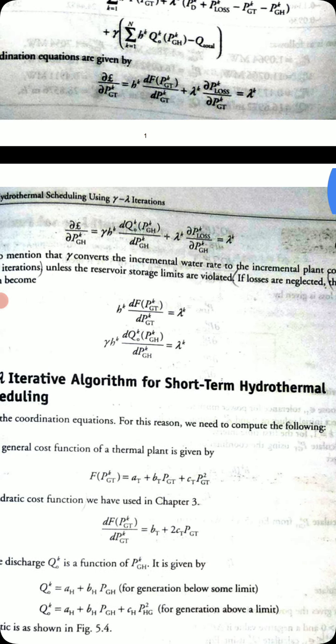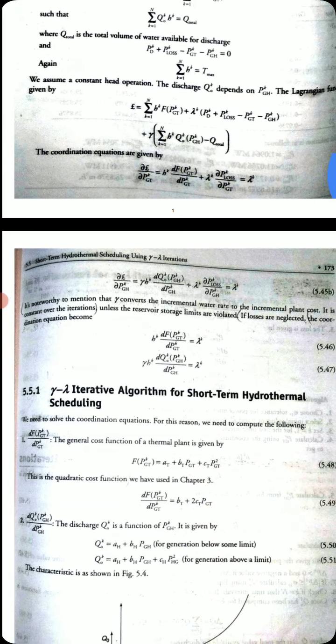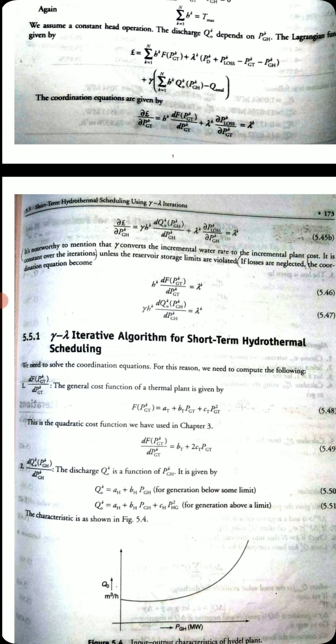Now, the gamma and lambda iterative algorithm for short term hydrothermal scheduling. First, dF by dP_GT, where f of P_GT is the general cost function of the thermal power plant, given by A_t plus B_t P_GT plus C_t P_GT squared. This is a quadratic equation, so differentiating with respect to P_GT we get B_t plus 2 C_t P_GT.